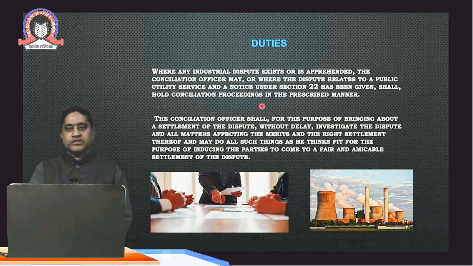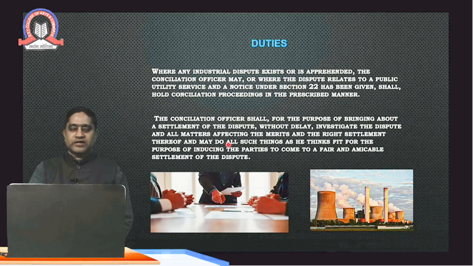So in such cases, before going on strike, the notice has to be given, and where there is a dispute settlement, notice should be given under Section 22 of the Industrial Dispute Act to hold the conciliation proceeding in the prescribed manner. So notice is compulsory under Section 22 when there is a dispute in case of a public utility service.